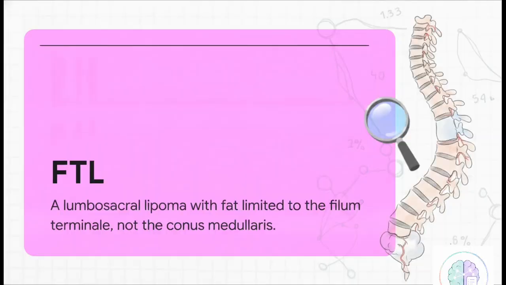The absolutely crucial point to grasp right off the bat is its anatomical isolation. A true filum terminale lipoma is a lumbosacral lipoma, where the fat is strictly limited to the filum terminale itself. It does not involve the conus medullaris. No exceptions. Now, if we look at cadaveric studies, the prevalence is actually hovering around 4 to 6% of the population, and somewhere between 0.24 to 4% when you're looking at MRI data.